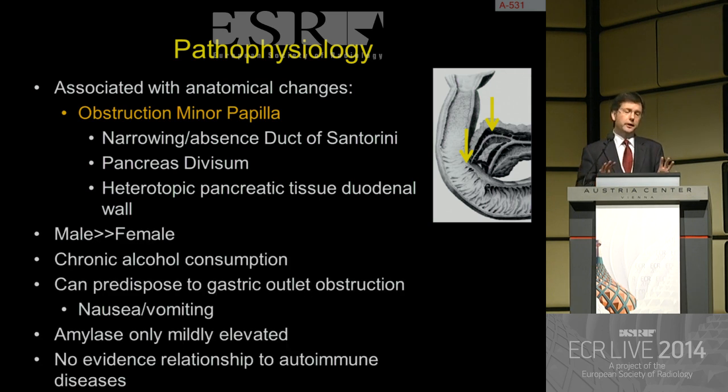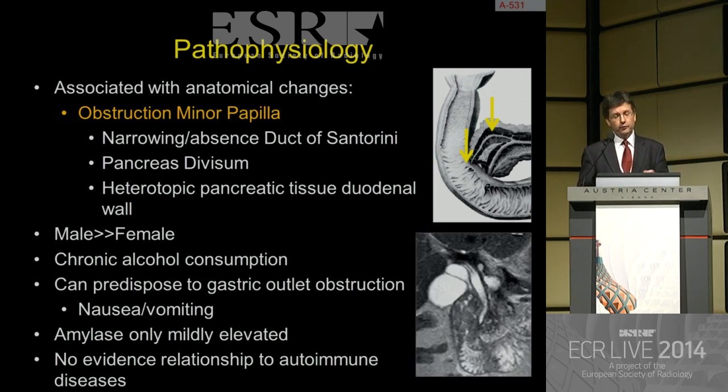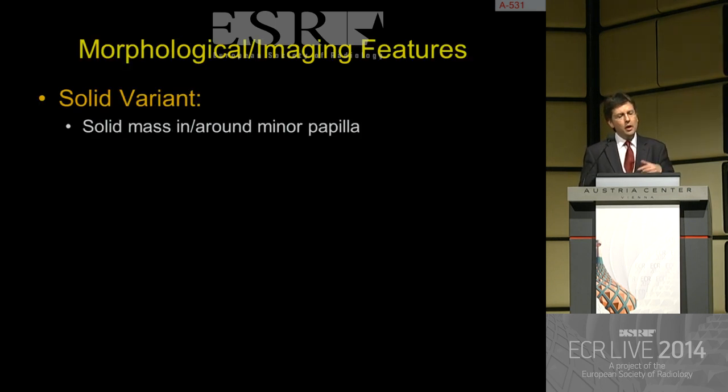The presentation, clinical features, well, it's very male predominant. The patient has usually got a history of chronic alcohol consumption, and the presentation affects the duodenal folds, as I've shown you here, and you can clearly see these thickening of the duodenal folds can predispose to nausea, vomiting, and gastric outlet obstruction. Amylase is only mildly elevated, and at the moment we think there's no clear relationship to other autoimmune diseases.